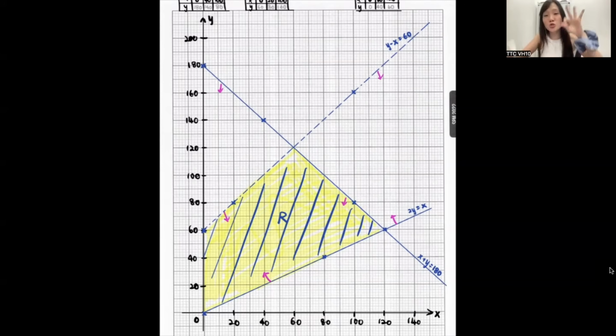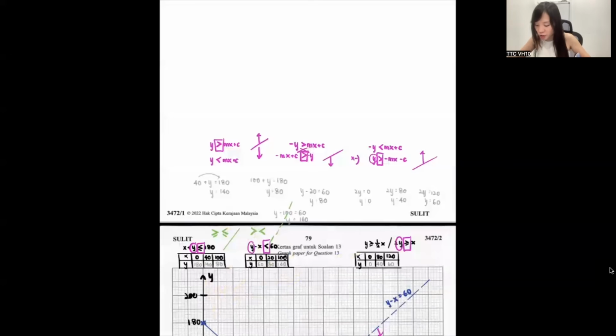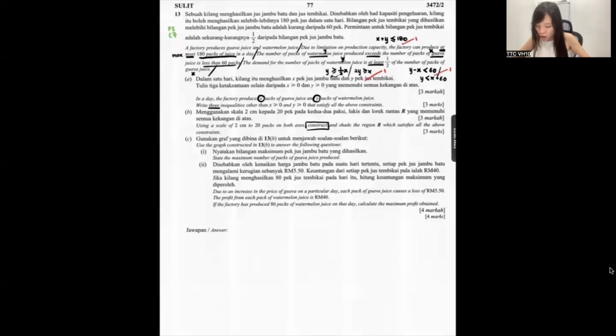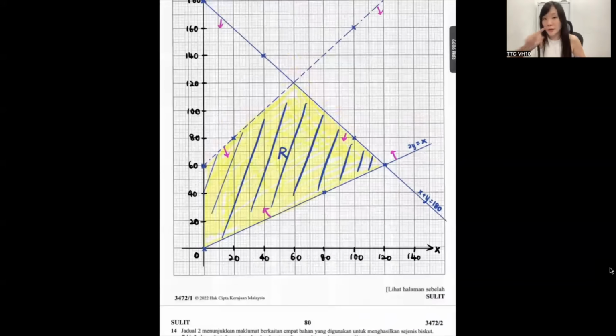So just now you got 3 marks for the diagram, right? For this one, let's see how many marks. 3 marks for the graph also. So my dear, for these questions, if you draw all the lines correctly, they will give you 2 marks. Shade the region R correctly, give you 1 mark. All together like that, 3 marks, okay? So just now A was 3 marks, now 3 marks, all together 6 marks already, okay?